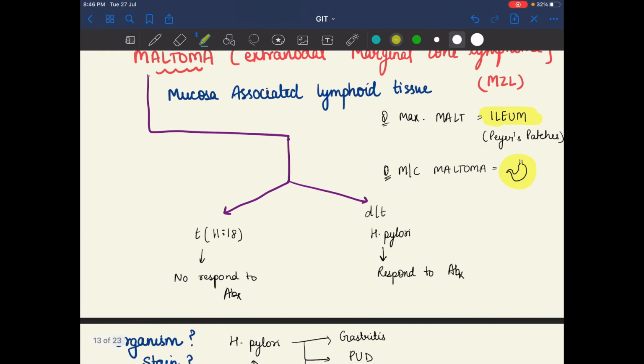Maltoma is of two types, due to two reasons. The first one is due to H. pylori, and the second reason is due to translocation, that is translocation 11;18.